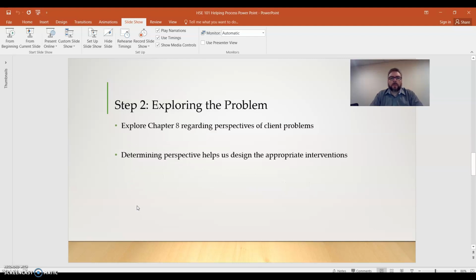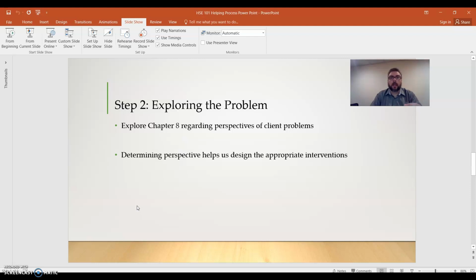Exploring the problem. We're only going to touch on this very briefly here because we're going to go more into it in depth in a future unit and more importantly in future courses. So you're really going to dive into this in HSE 215, right? So for many of you, that's right around the corner. But we have to make sure that we have the ability to explore what's going on. A good helper is a good detective.